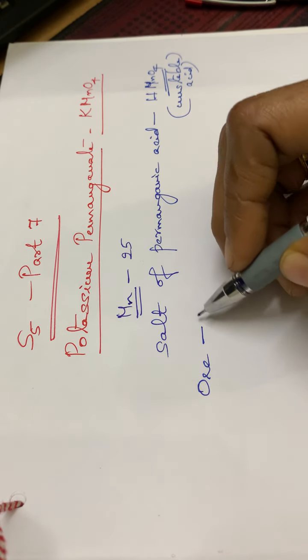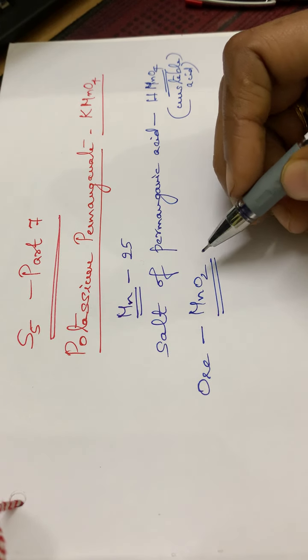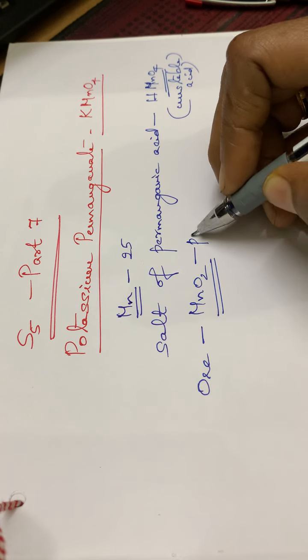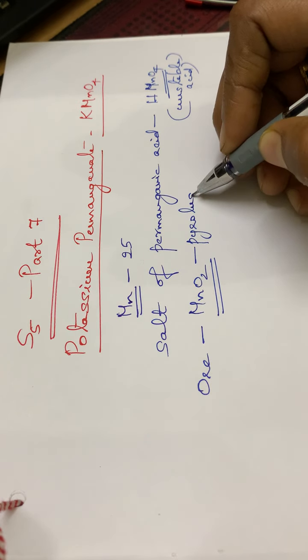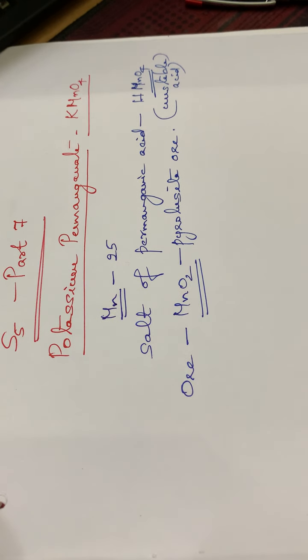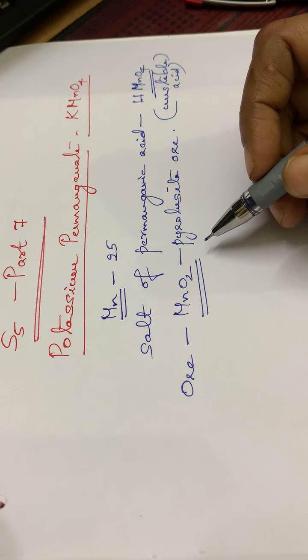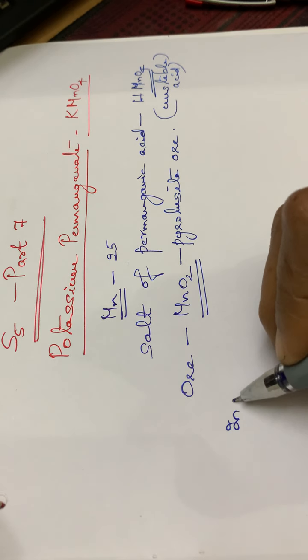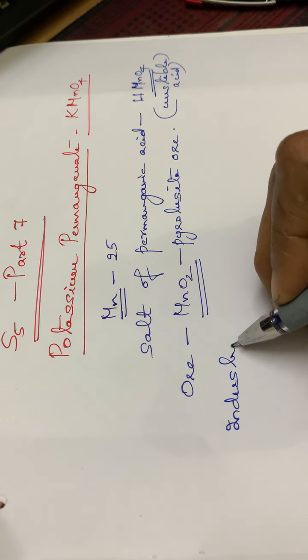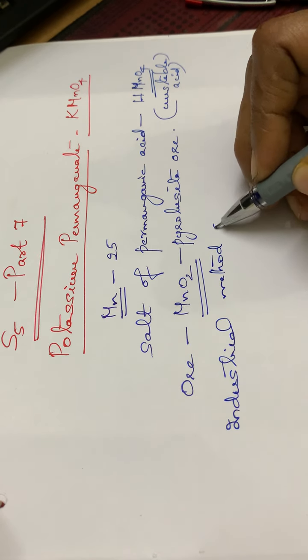The ore of potassium permanganate, from which we prepare or extract it, is manganese dioxide. This MnO2 is called the pyrolusite ore. So potassium permanganate is extracted from this pyrolusite ore. First is the industrial method of preparation.